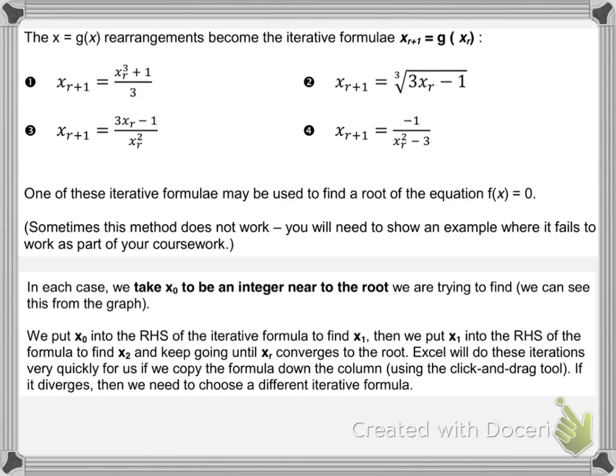So as I mentioned before, you always start with an integer near the root, which you can find by looking at the graph, and you put it into the iterative formula to find a value for x1, which is closer to the root. You put that into the formula to find x2, which is even closer to the root, and so on. I'll show you how to do this on Excel.